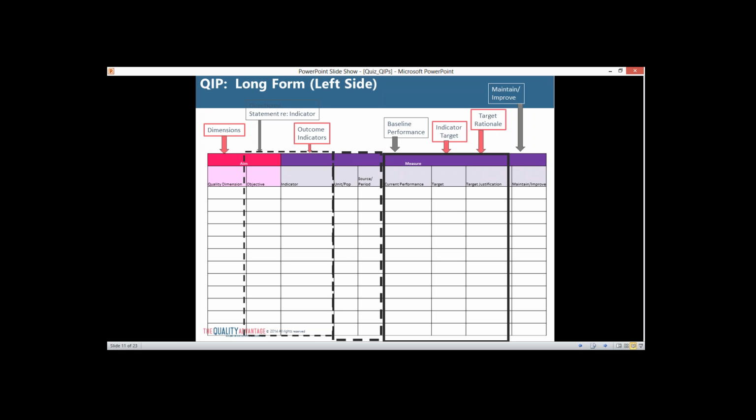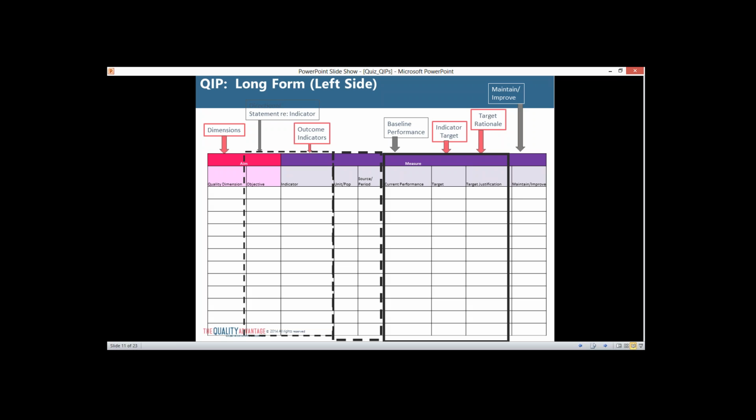So let's take a look next at the next three columns: current performance, target, and target justification. And I think I'm going to cover the last column just while we're at it, looking at this form. So the current performance is basically your current year performance on that indicator. That forms your baseline for the next year.